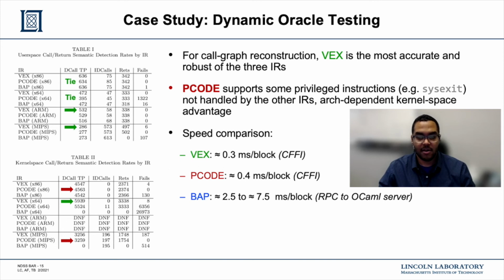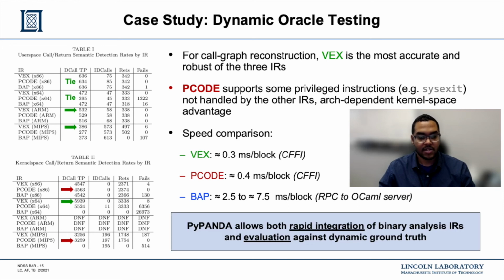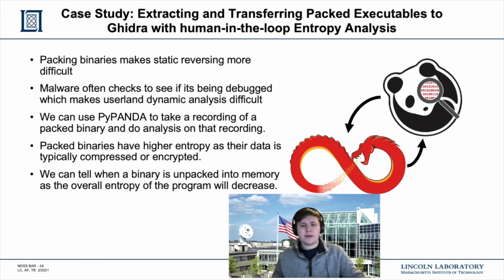Now, this isn't necessarily a property of the IR itself, rather the implementation of the Python bindings. In BAP's case, we make remote procedure calls to an OCaml server. So the takeaway here is that PyPanda allows both rapid integration of analyst-chosen binary analysis IRs and evaluation against a dynamic ground truth.